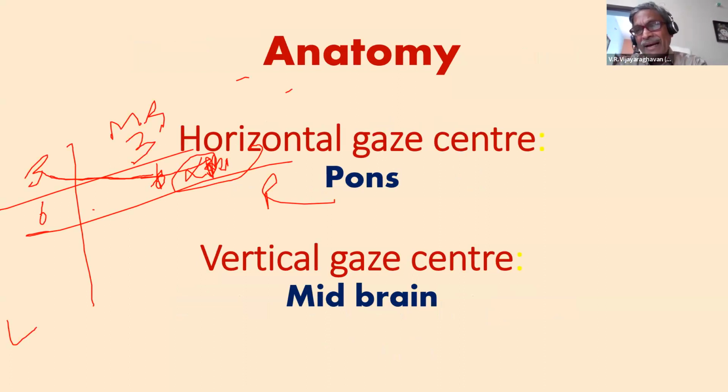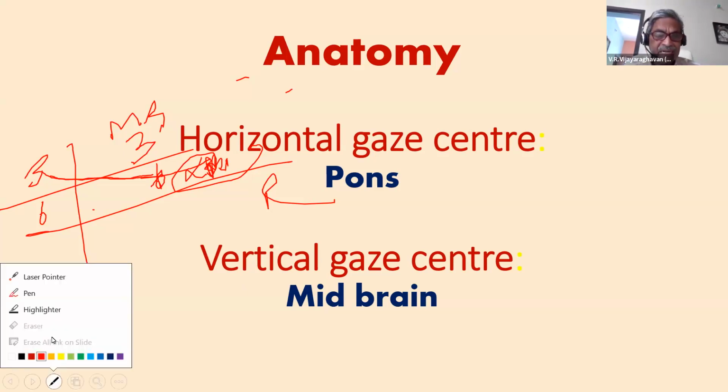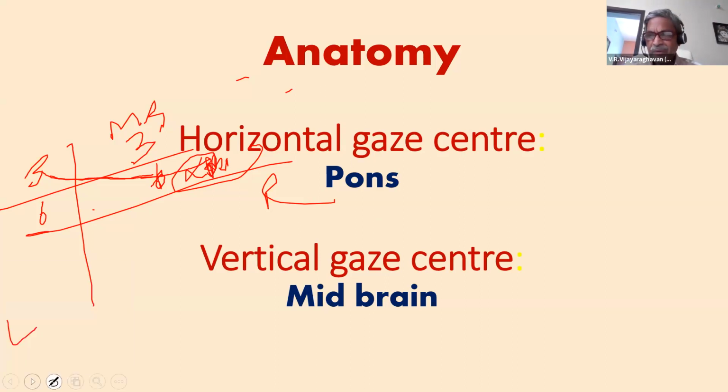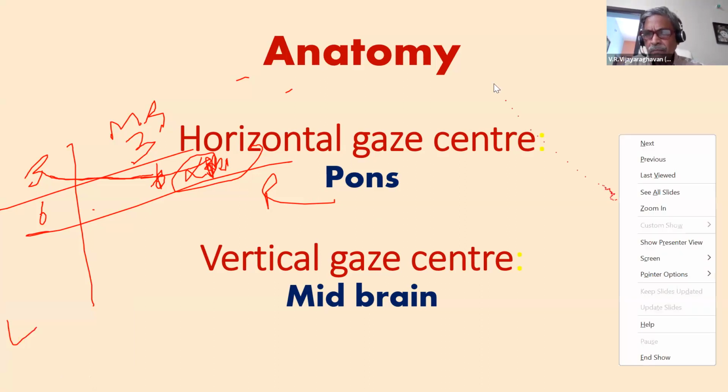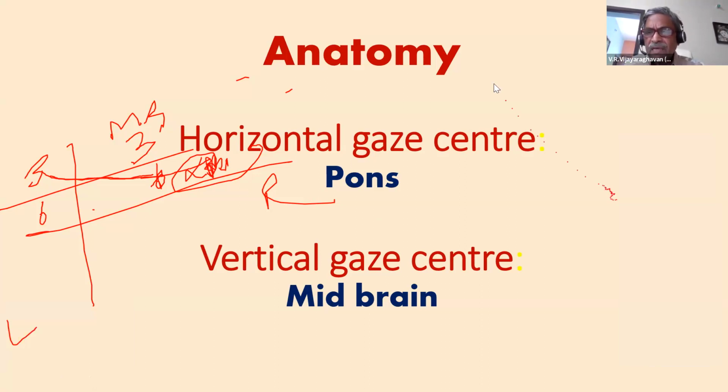If I want to move my eyes towards the right side, I told you, right eye abduction, left eye adduction. That means it has to move. But before that, who is giving instructions? I already told you the instruction is coming from the top. Now imagine, I just draw like this.